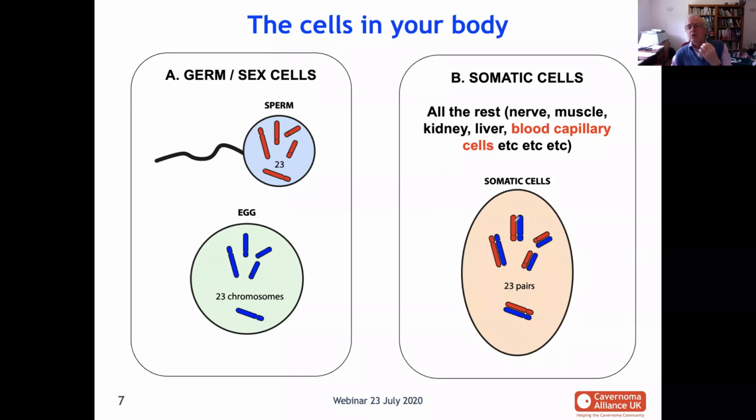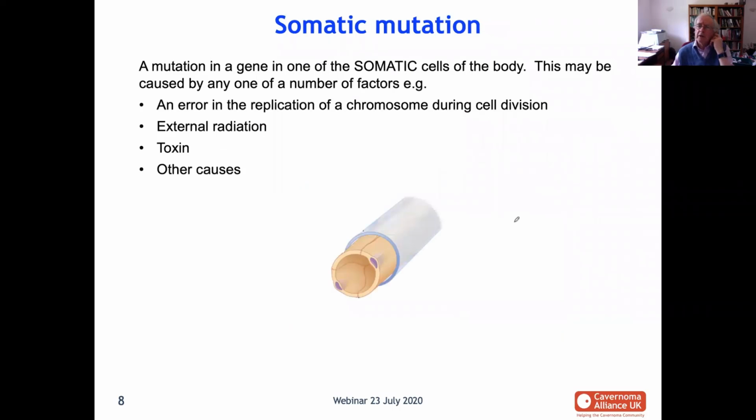And so you can get mutations in a somatic cell along your life. And those are called somatic mutations. Now, a somatic mutation can be because there's an error in replication of a chromosome during cell division. It can be due to external radiation, and there's external radiation in the environment the whole time.